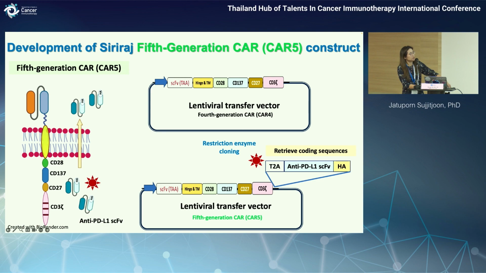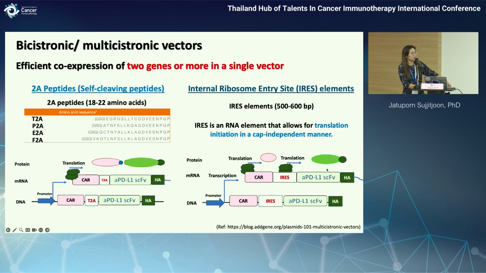Another thing that we design is that we need to co-express the CAR protein and secrete the anti-PD-1 scFv also within the same vector. So we decided to use the T2A peptide cloned upstream of the anti-PD-1 scFv. This T2A peptide helps us produce two proteins within the same CAR construct.